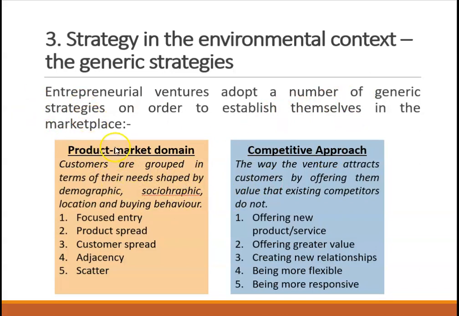The first one is the product market domain. The second one is the competitive approach. For product market domain, customers are grouped in terms of their needs shaped by demographic, psychographic, sociographic, location, and buying behavior. These are 5 examples of product market domain strategy: focus entry, product spread, customer spread, adjacency, and scatter.